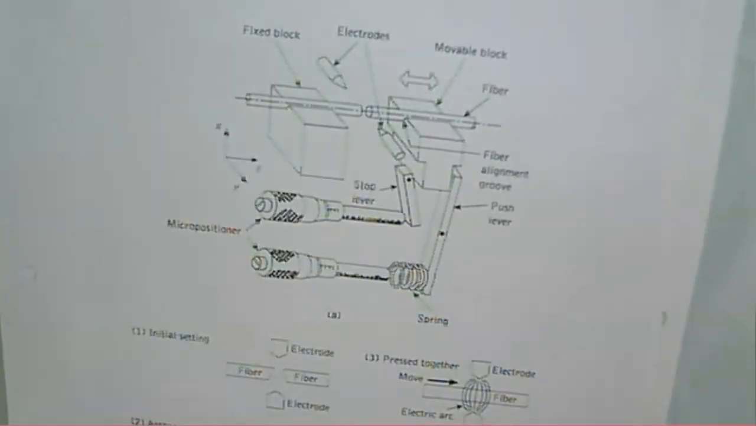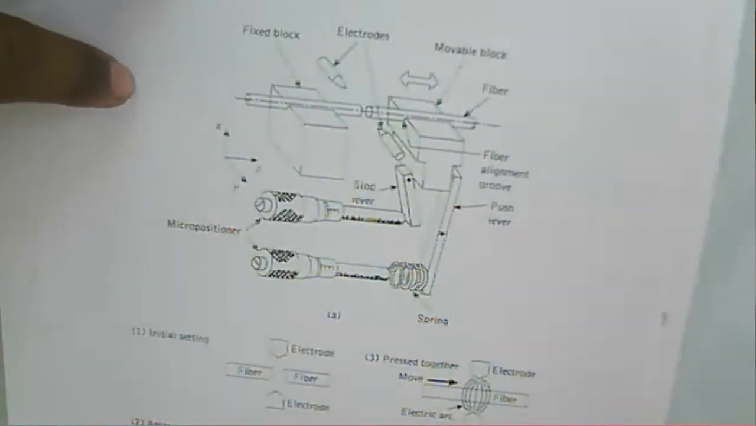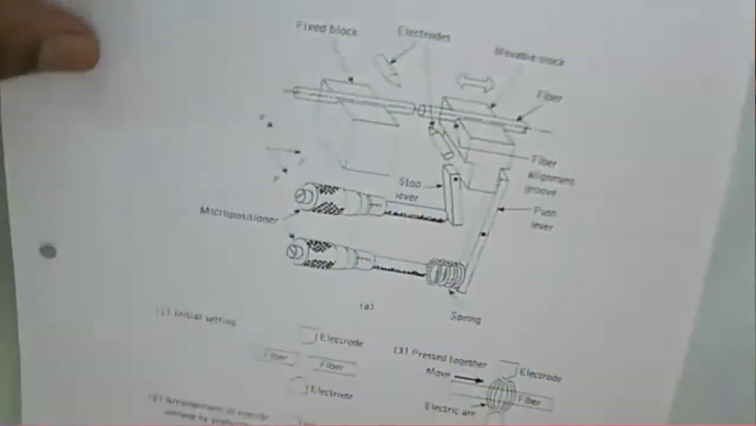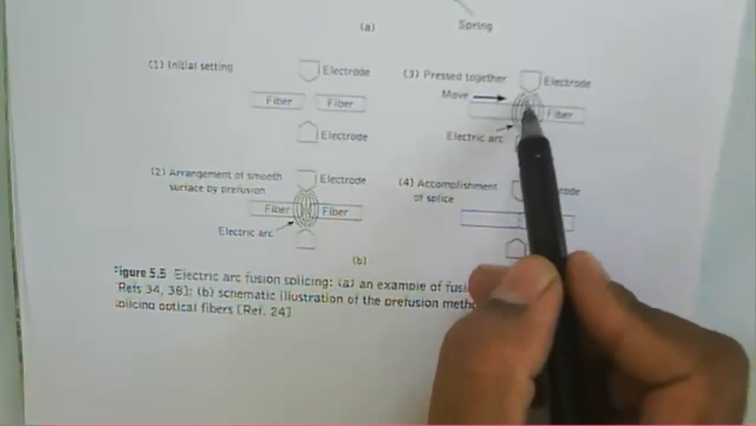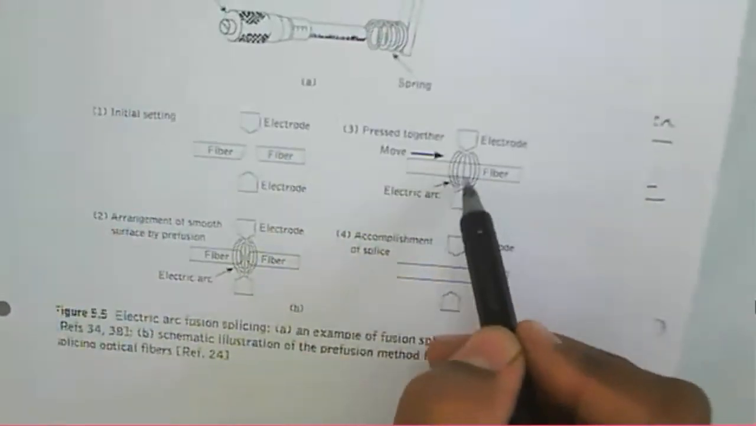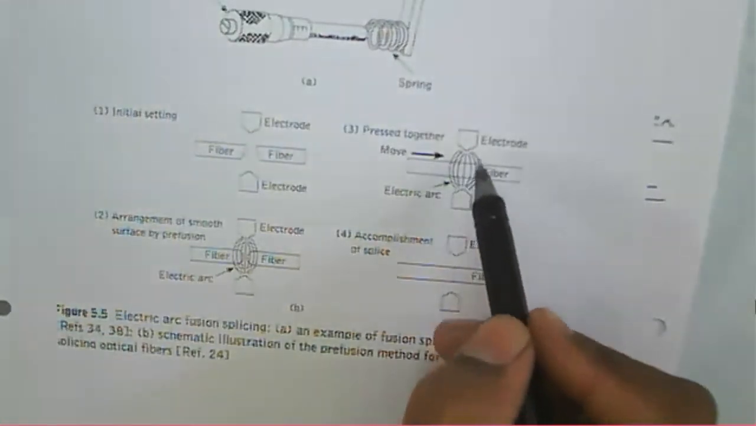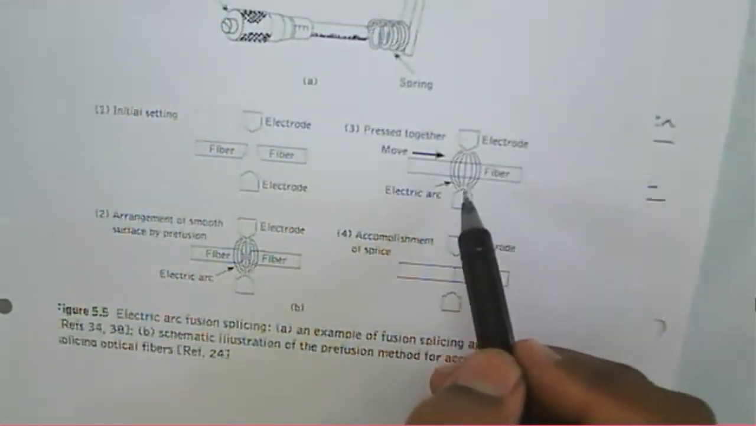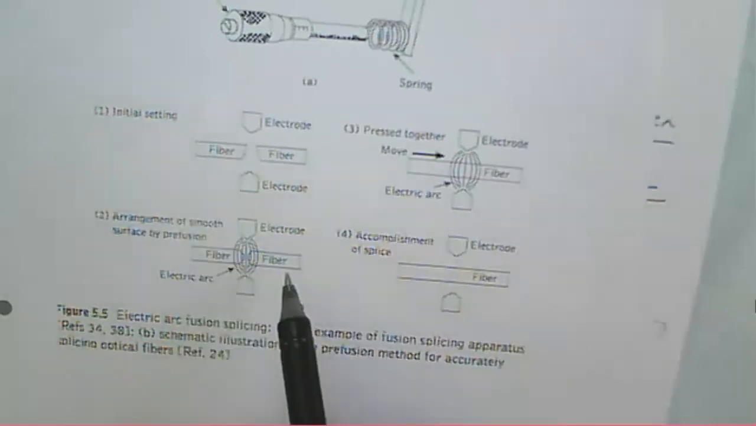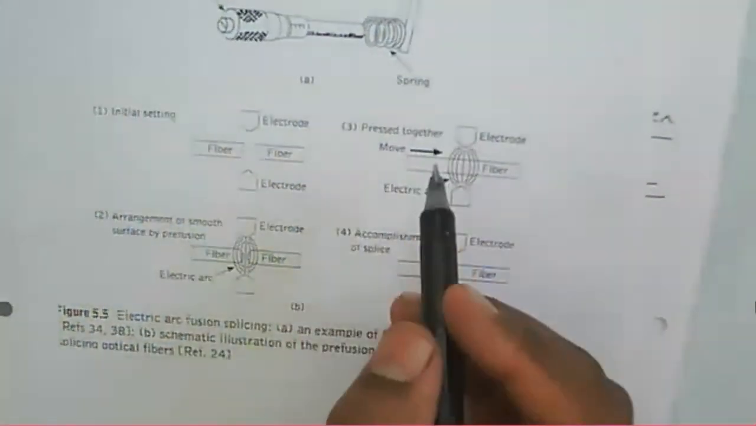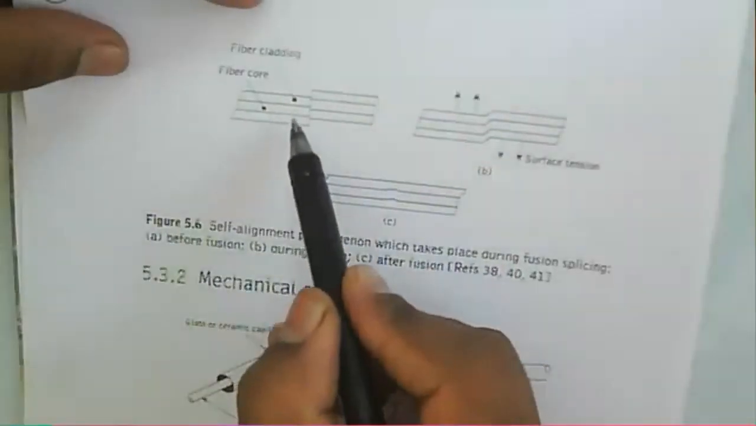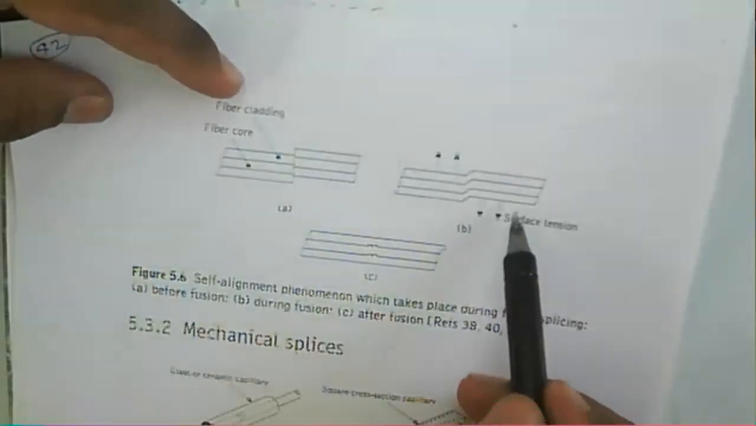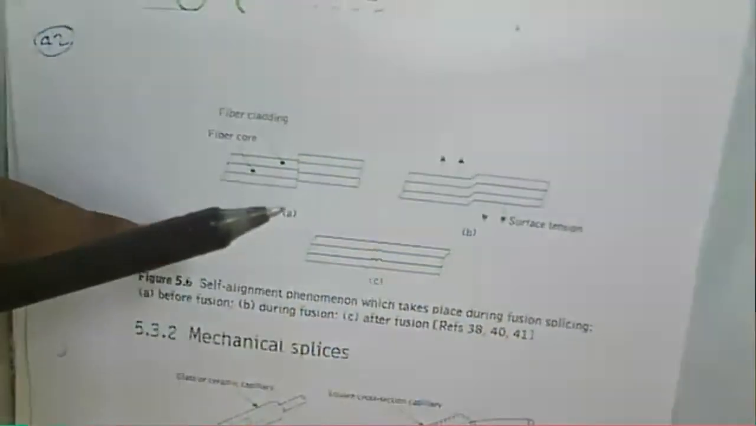In another technique for the fiber, we just connect two fibers there. So that is done with an electrode. The arc generated between the fibers will automatically connect the two fibers. That is a fiber technique. If the core and cladding are not matched, then we are not able to connect the two fibers there.